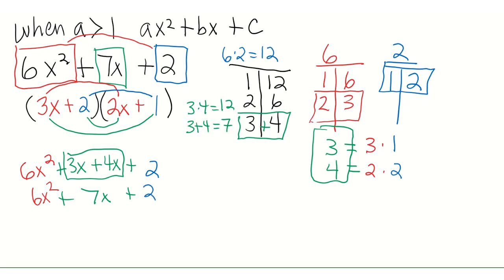So that tells me that when I'm solving for my binomial factors, my answer is going to be 3x plus 2 times 2x plus 1. Okay, let's look at another example.